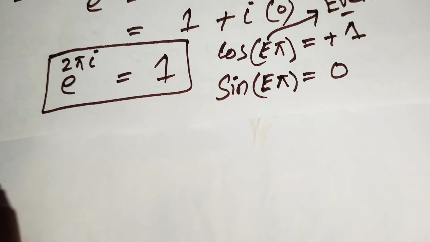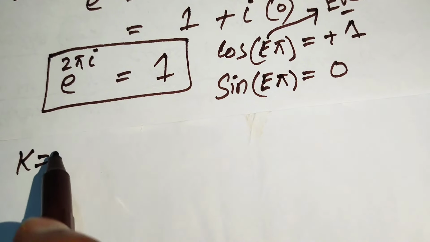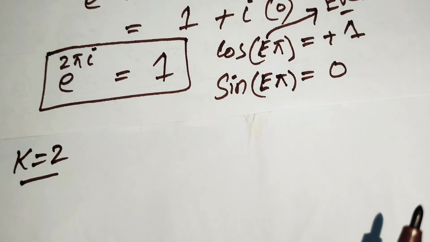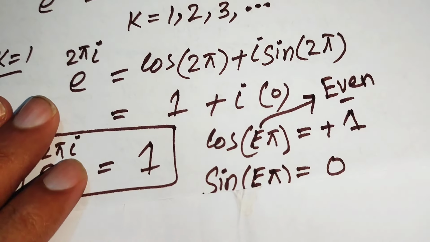Now we substitute k equals 2 in the above generalized form of the Euler's identity.